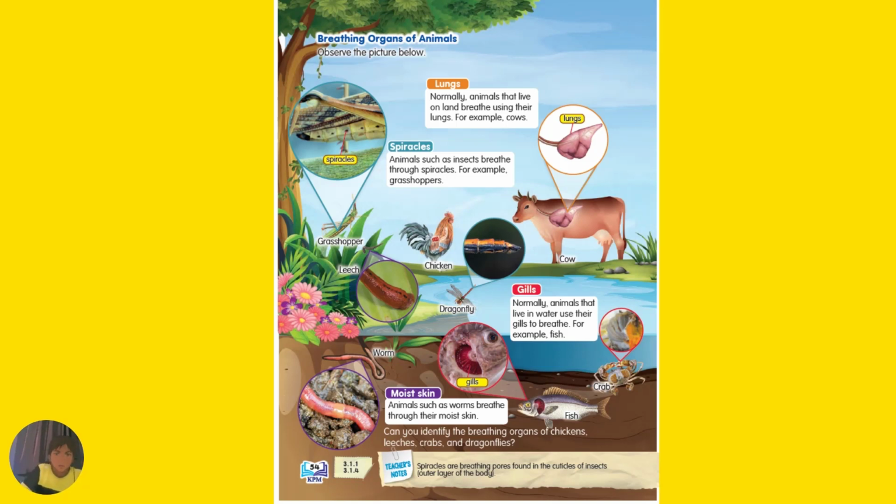Yes, there are 4. Okay, number 1, what we call as lungs. Pertama adalah paru-paru. Number 2 is spiracle. Number kedua adalah spiracle. Number 3 is gills. Number 3 adalah insang. And number 4 is moist skin. Dan keempat adalah apa? Kulit lembab. Okay, very good. So this is what we learned last Monday.